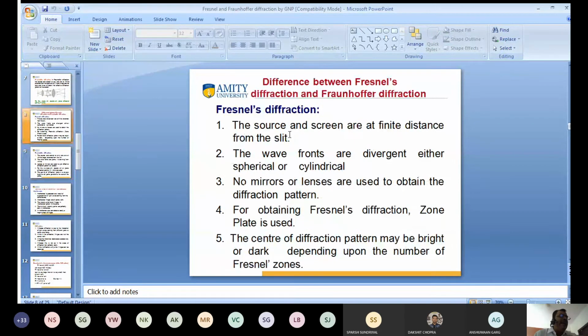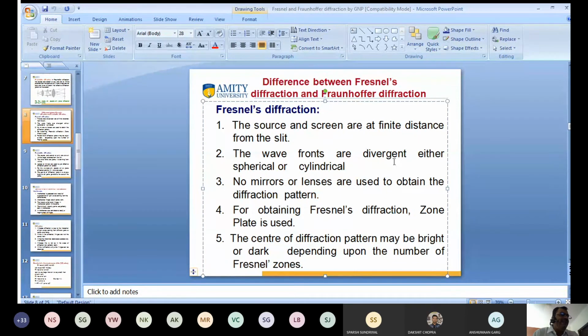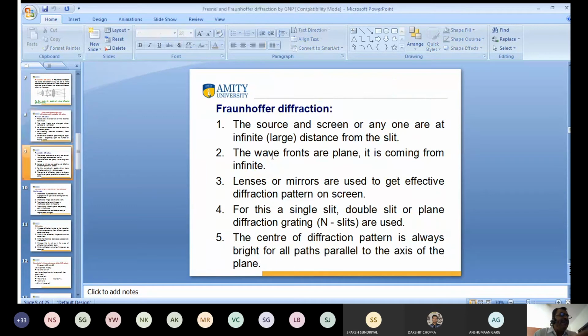This is the first difference. And second, in Fresnel diffraction the wave fronts are divergent. They will be spherical or cylindrical. And in the Fraunhofer case, the wave front is plane. Plane means straight travel, and it is coming from infinity.